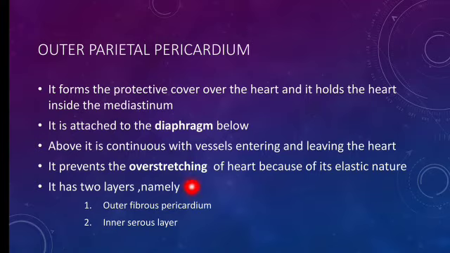Actually, the parietal pericardium has two layers. One is the outer fibrous pericardium, and the second is the inner serous pericardium. The fibrous pericardium is attached to the diaphragm below, and it is continuous with the tunica adventitia of the vessels entering and leaving the heart.